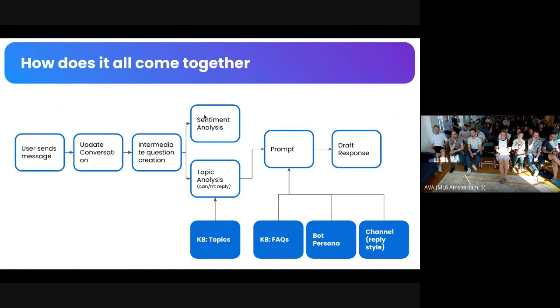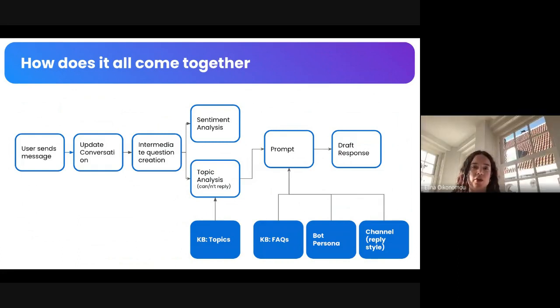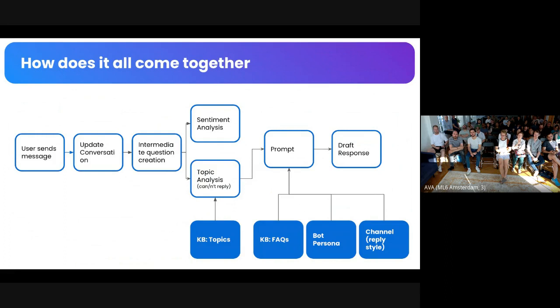And with that, we do sentiment analysis. So we classify the message from very positive to very negative. And also we do the topic classification. And then we do also the topic analysis. So whether for a specific topic that we identified, we want the bot to reply or not. And based on that, we construct the prompt.